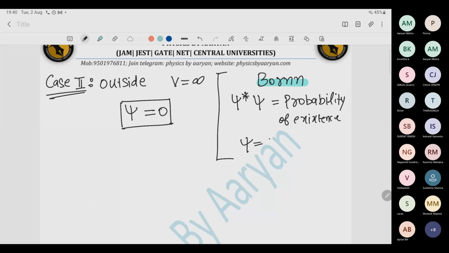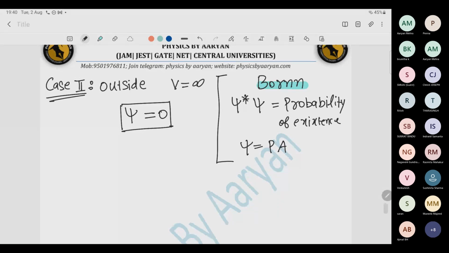Because phi was a probability amplitude, and if you square it, it becomes probability. So there is a difference between probability amplitude and probability. Born said phi is a probability amplitude. This was also given by Born. Before that, no one was thinking in terms of probability. If you complex square it, it defines the probability of existence.